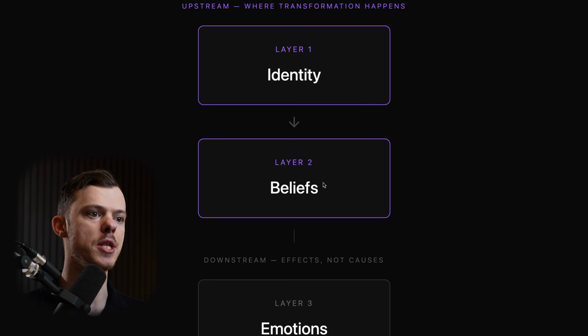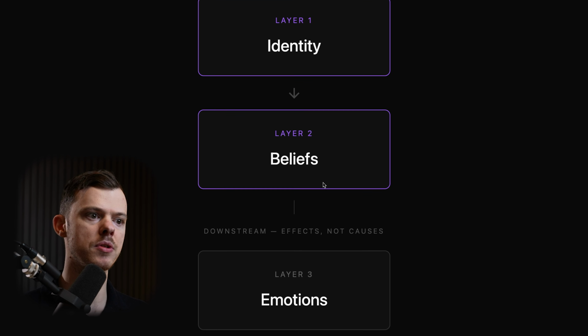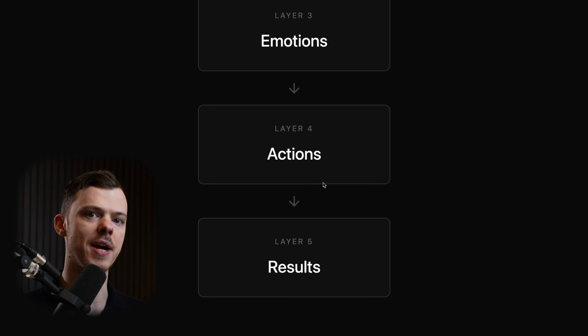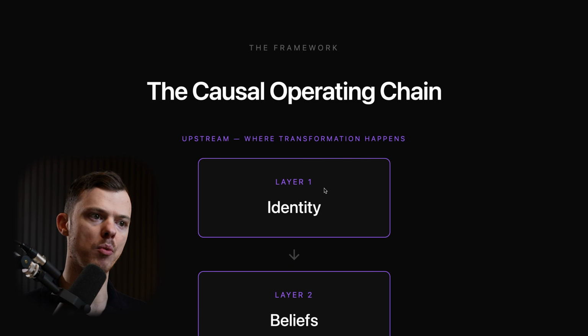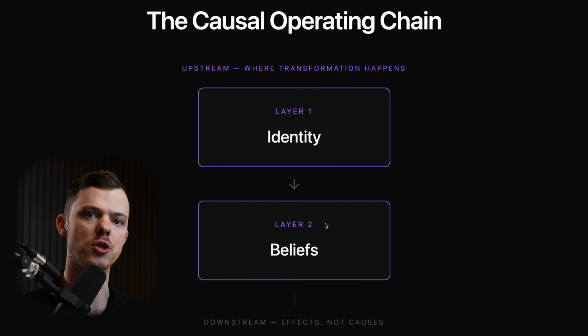Now, one of the most common business advice is to focus on the inputs to create the outputs. Similarly, when it comes to iOS and your internal operating system, the highest leverage, the highest power comes from focusing on the inputs. Your identity and your beliefs are the main inputs. Your emotions, your actions, and results are the outputs, which is why we focus on layer 1, your identity, and then layer 2, your beliefs.